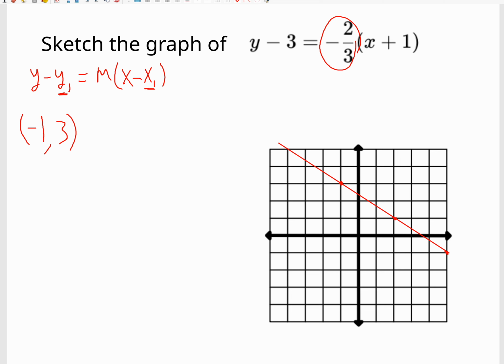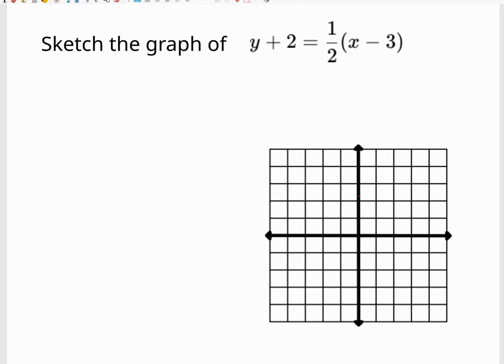So we can graph a line straight from point slope form. We don't have to change it into slope intercept. In fact, changing it into slope intercept doesn't really help us, because then the y-intercept would be 2 and 1/3. That's harder to graph than plotting the point right on the graph.